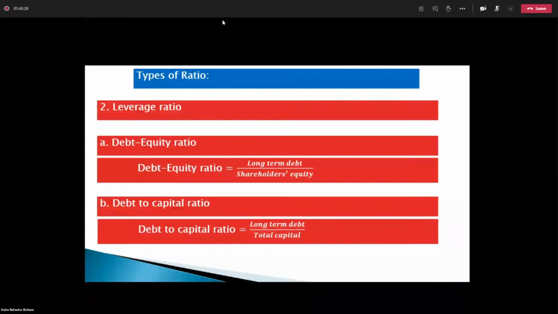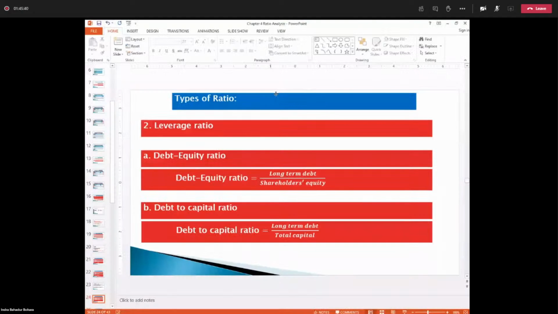Did you write? Sir, which question number should I look at? I did number one. Did you write these two formulas, debt equity ratio and debt to capital? Yes, sir.